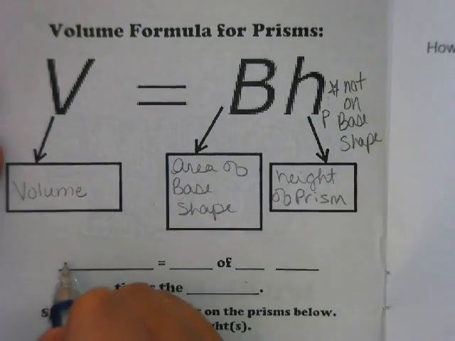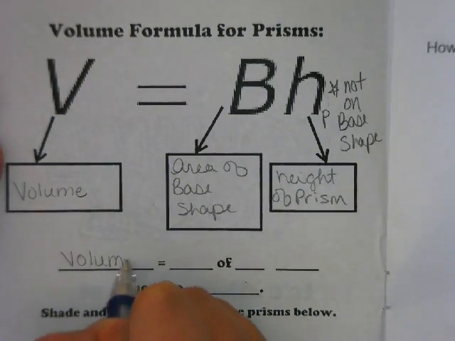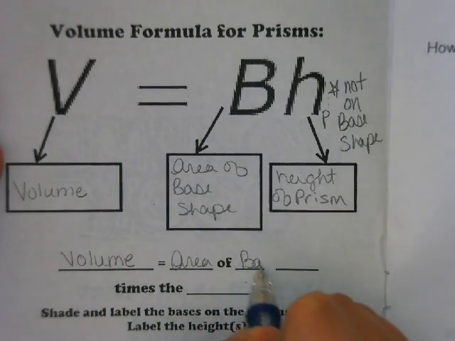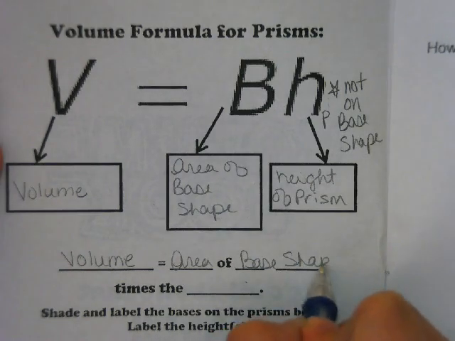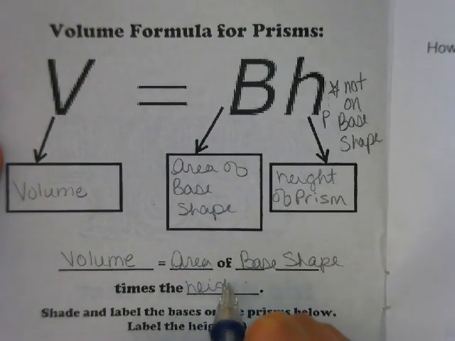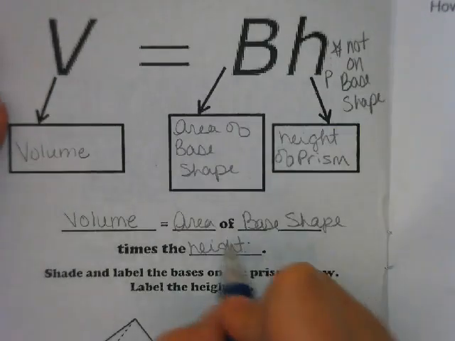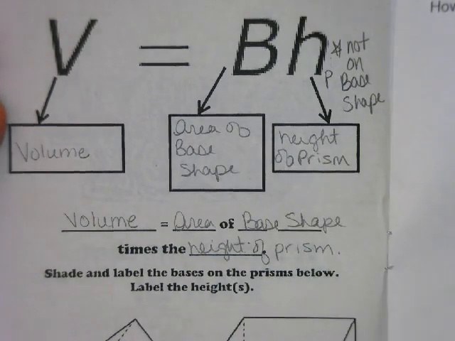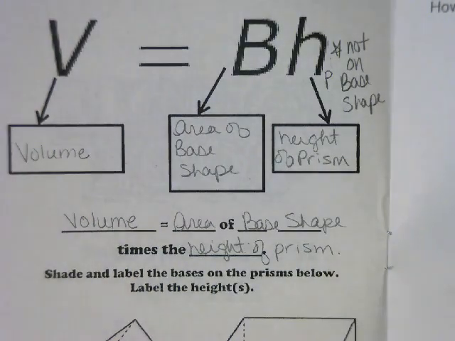So volume is essentially area of the base shape times the height. I know there's only one space there, but we're going to write height of prism. So all volume is area times height. That is it. So if I have my cup of water, I'm finding the area of my circle, which is my top or my bottom, times how tall my cup is.